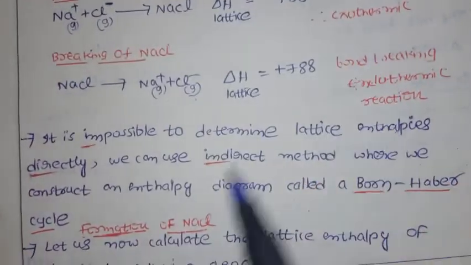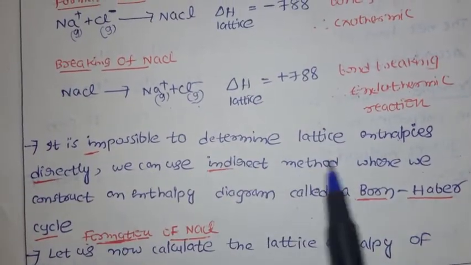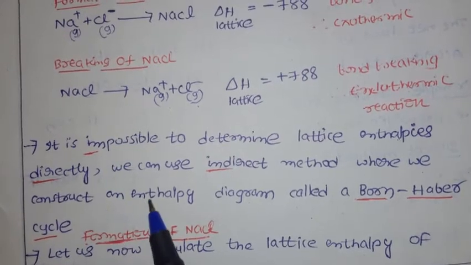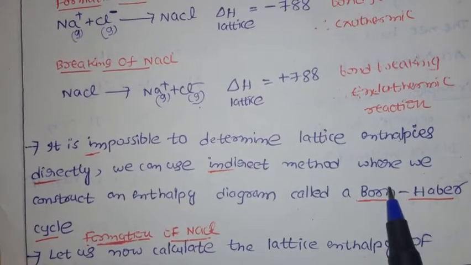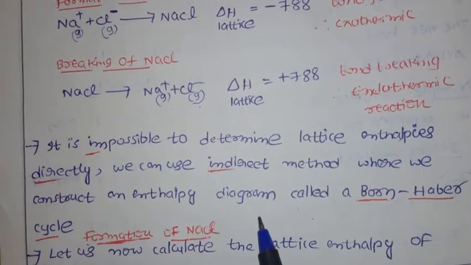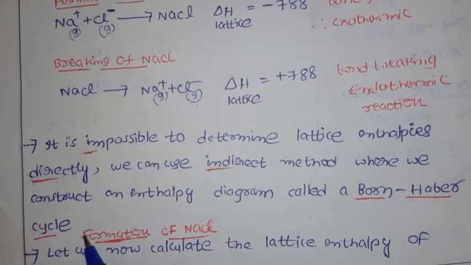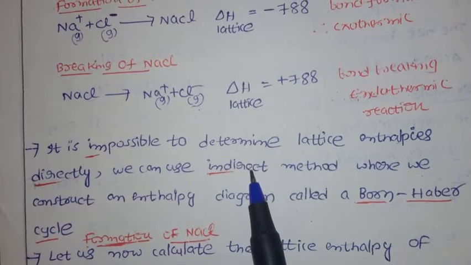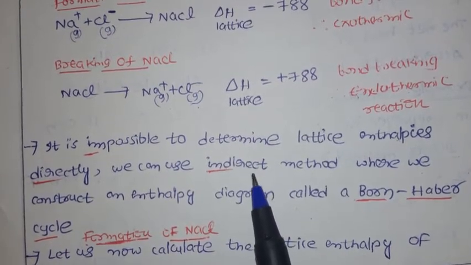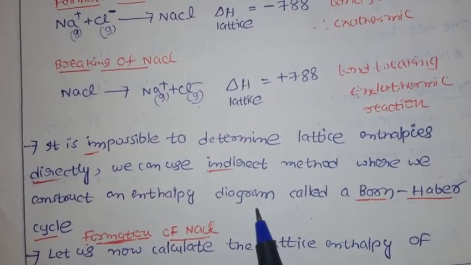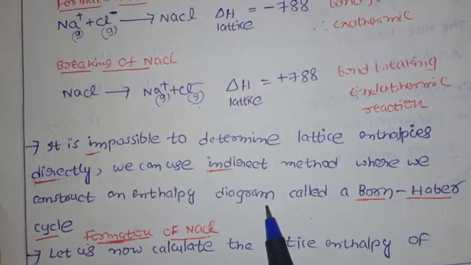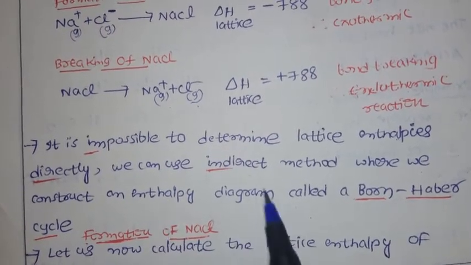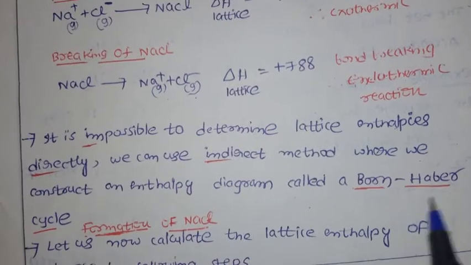Now it is impossible to determine lattice enthalpy directly. We can use an indirect method where we construct an enthalpy diagram called the Born-Haber cycle. You cannot directly calculate the lattice enthalpy, so we go for it indirectly by constructing the enthalpy diagram. That enthalpy diagram, talking about enthalpy only, we call a Born-Haber cycle.